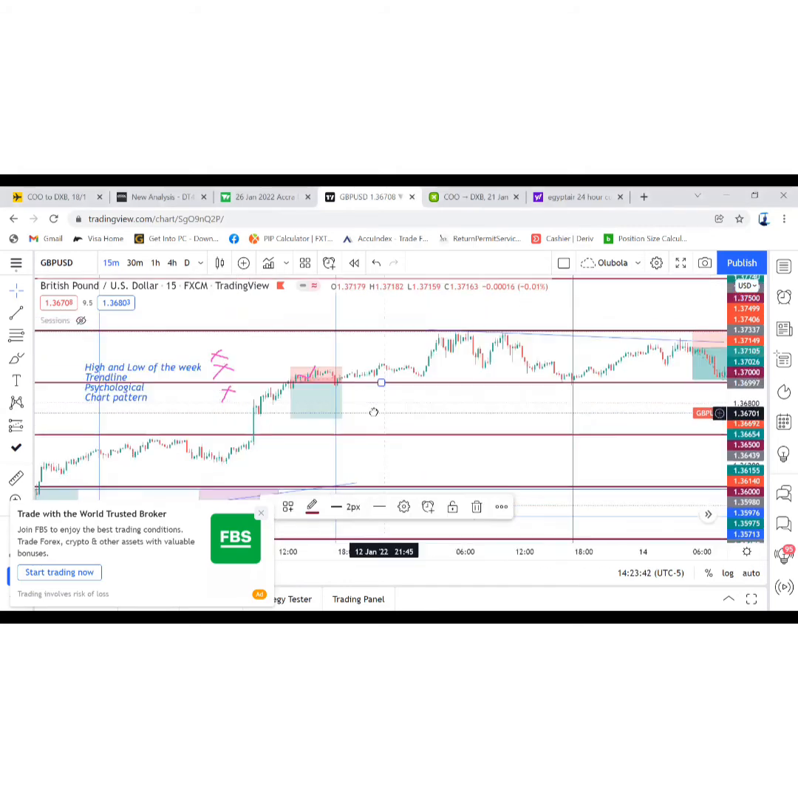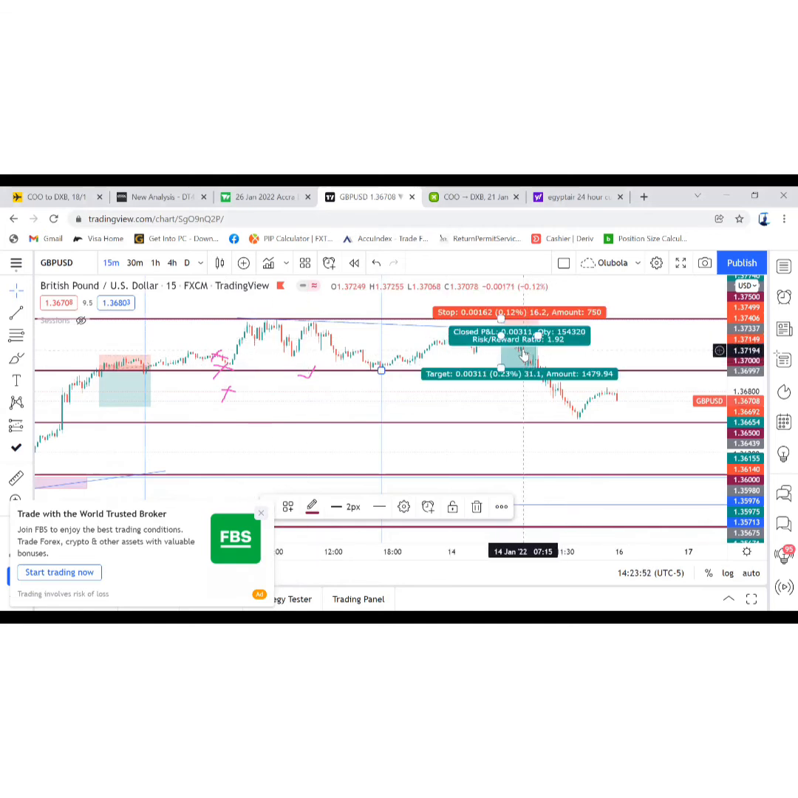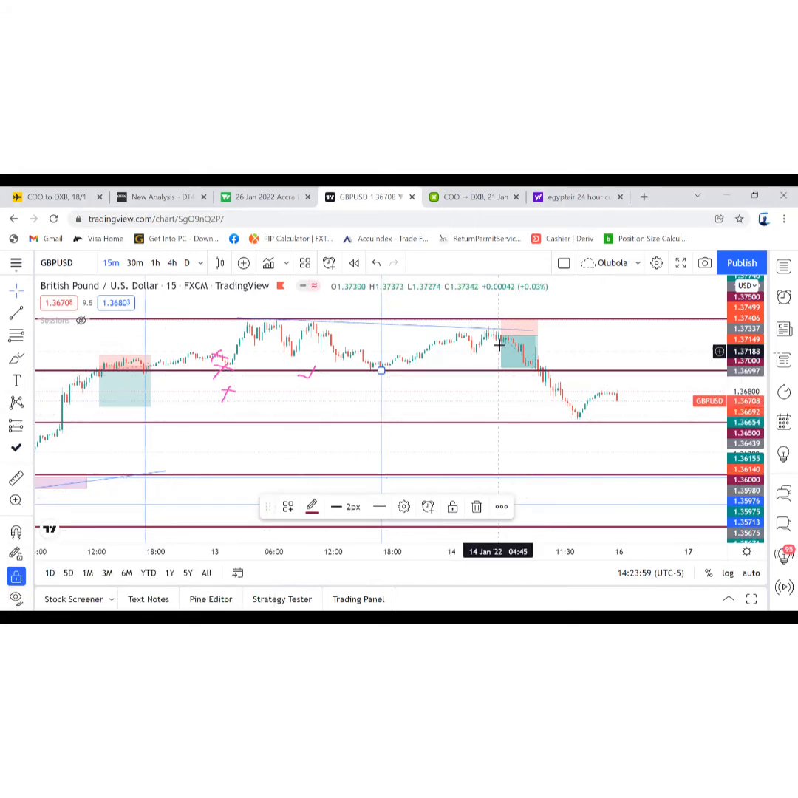And for Friday, I didn't trade on Thursday to be precise. I was out. And on Friday, I have a trade, and it's actually a winning trade. I'll explain why this trade was placed on Friday.